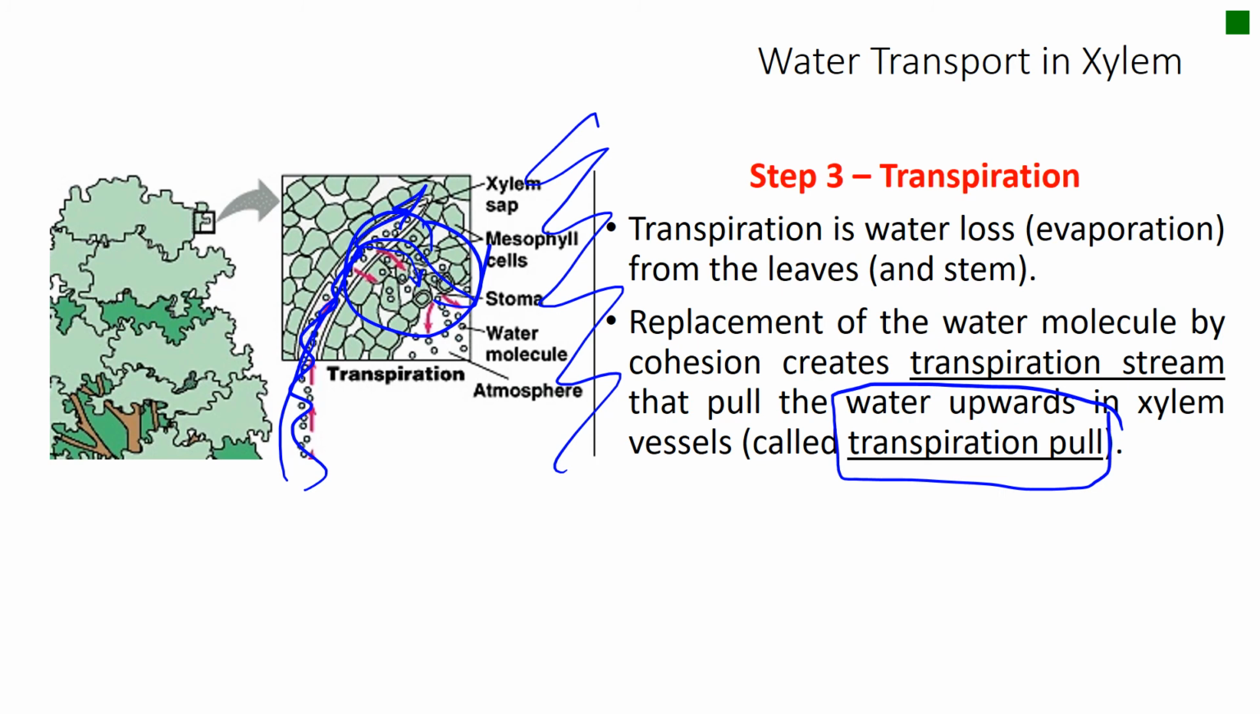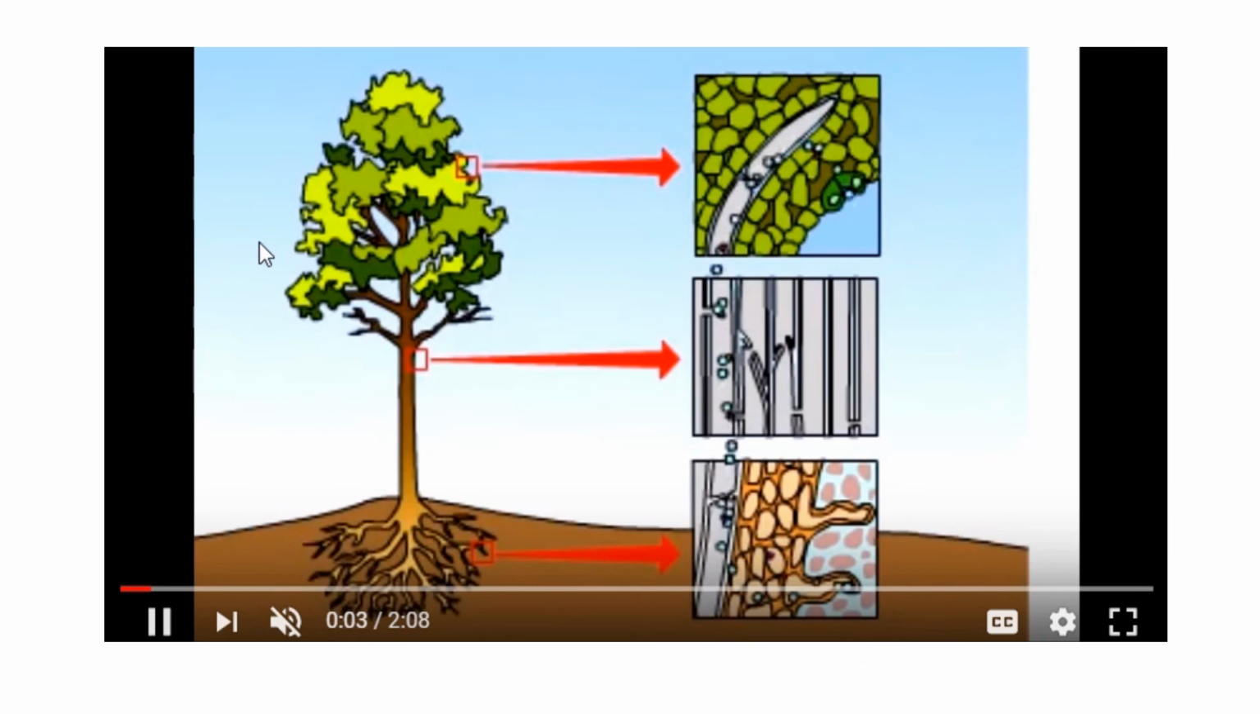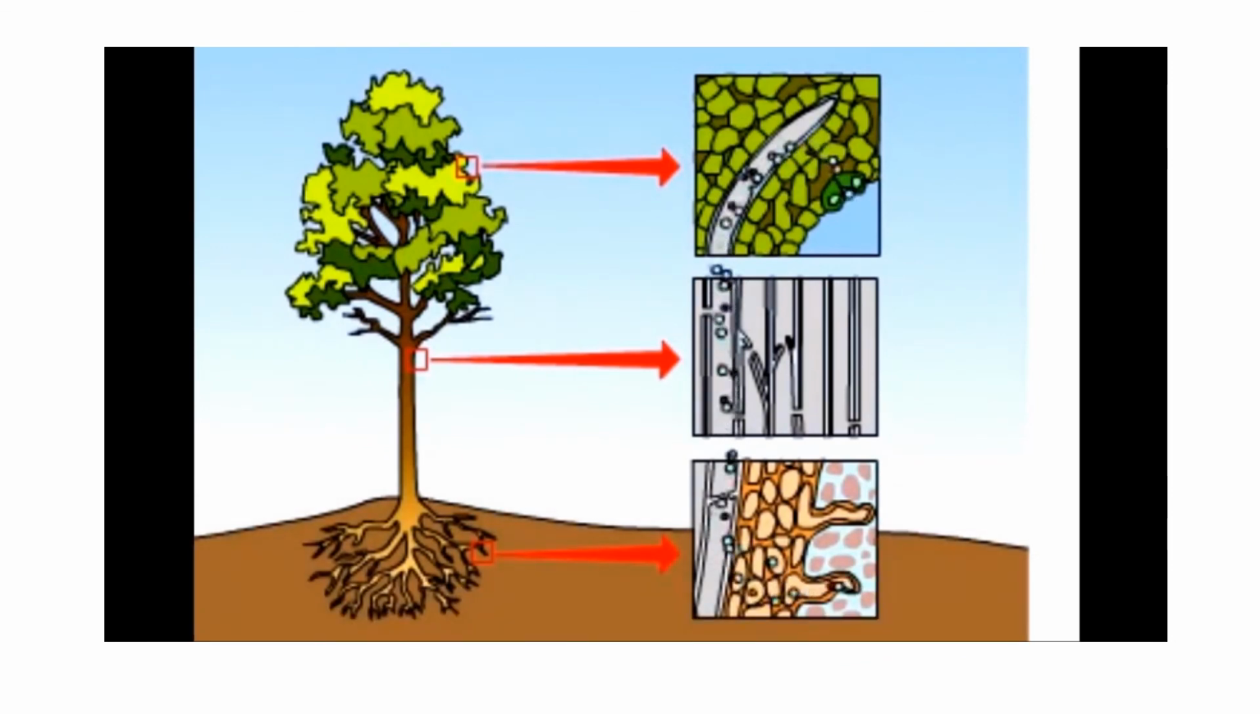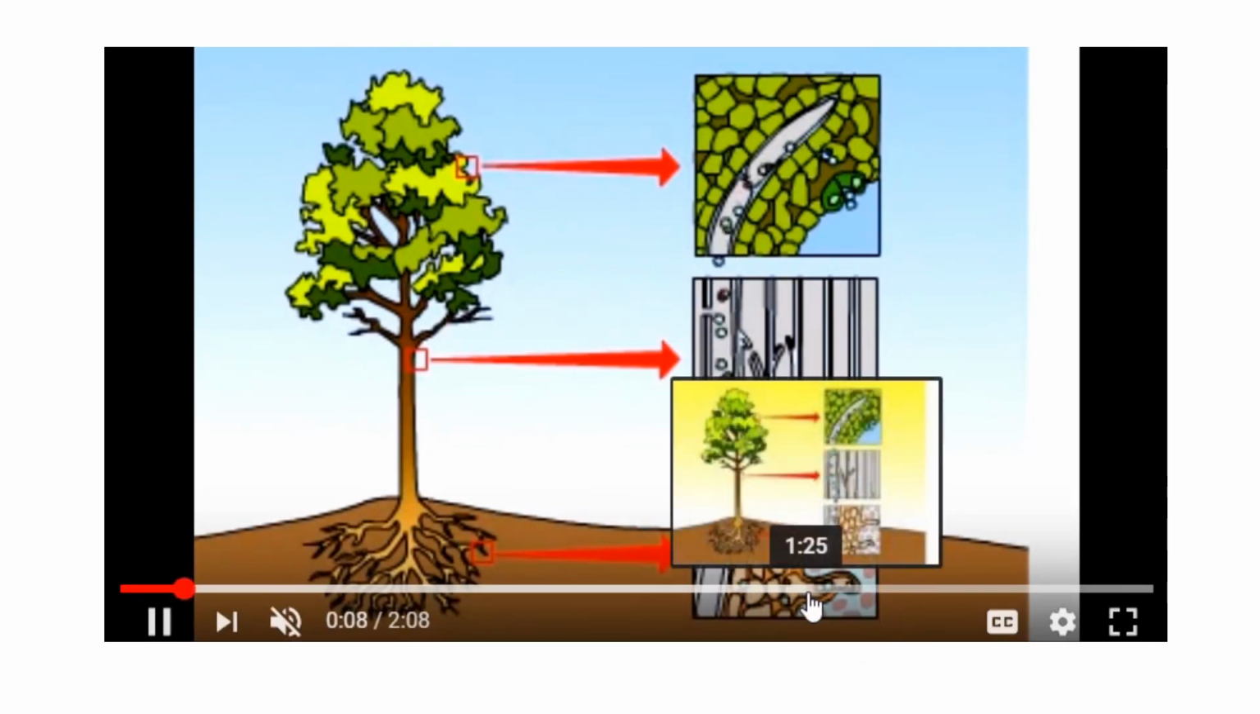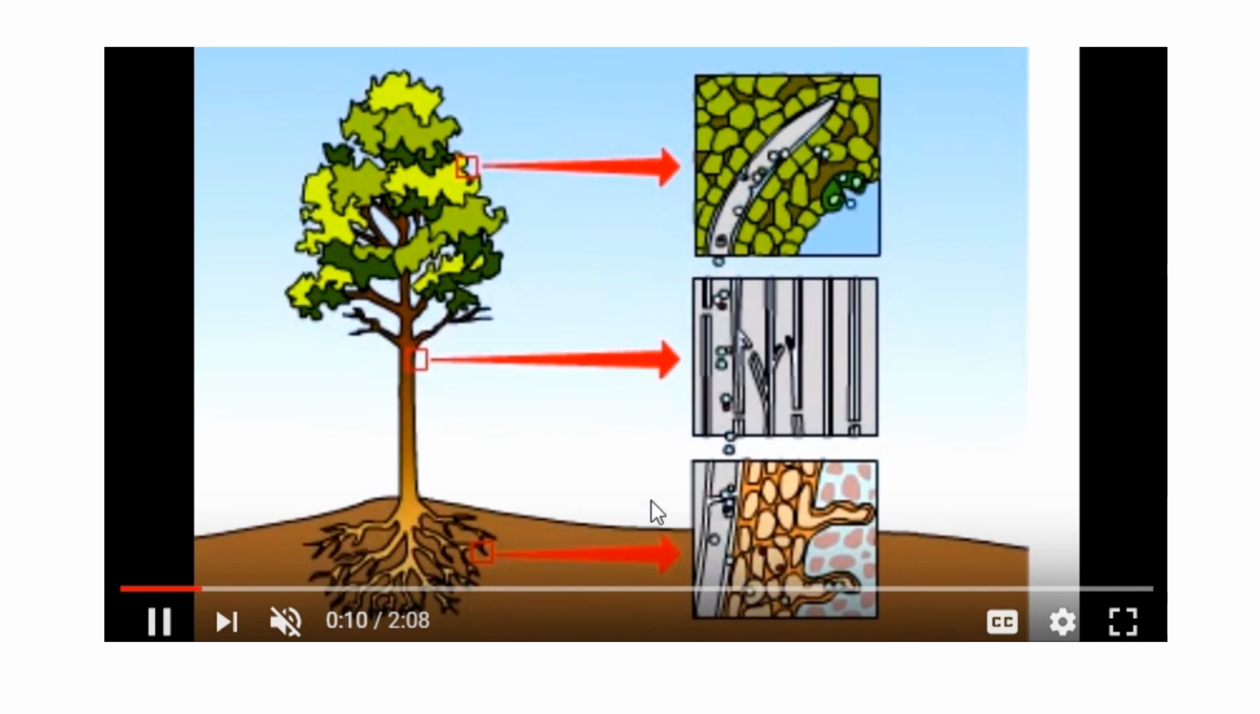So this is the animation for the transpiration. It starts from the water that gets into the roots, and then because of the cohesion, adhesion, and transpiration pull, the water molecules go up to the leaves, and then some of them leave through the stomata.